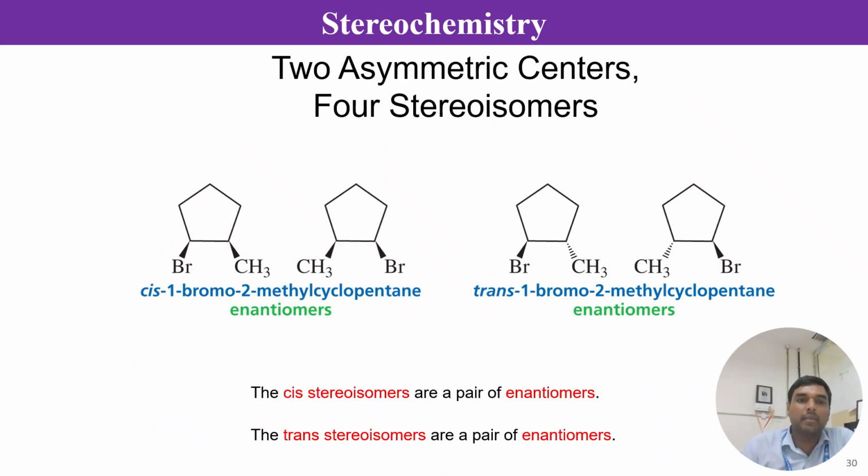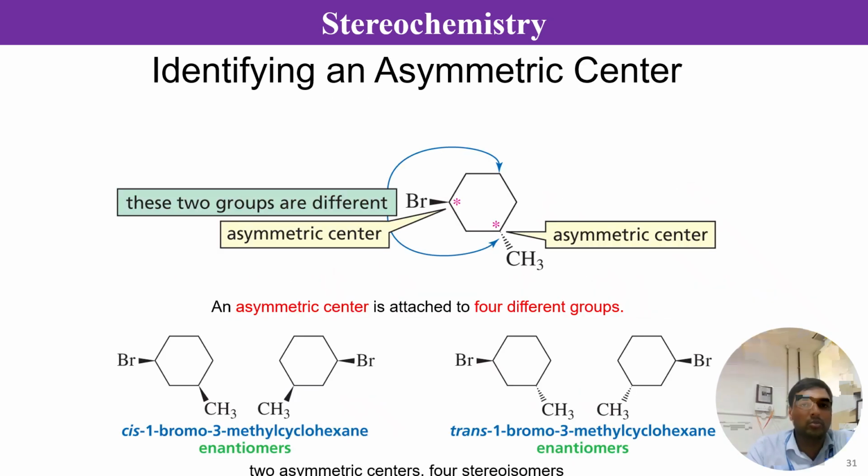Now, the same concept applies: when two asymmetric centers are there, we should have 4 stereoisomers. Suppose we have cis 1-bromo-2-methylcyclopentane or trans 1-bromo-2-methylcyclopentane. You can have their corresponding mirror image isomers. So the cis isomers have enantiomers, the trans isomers have enantiomers, and the cis and trans combination are diastereomers.